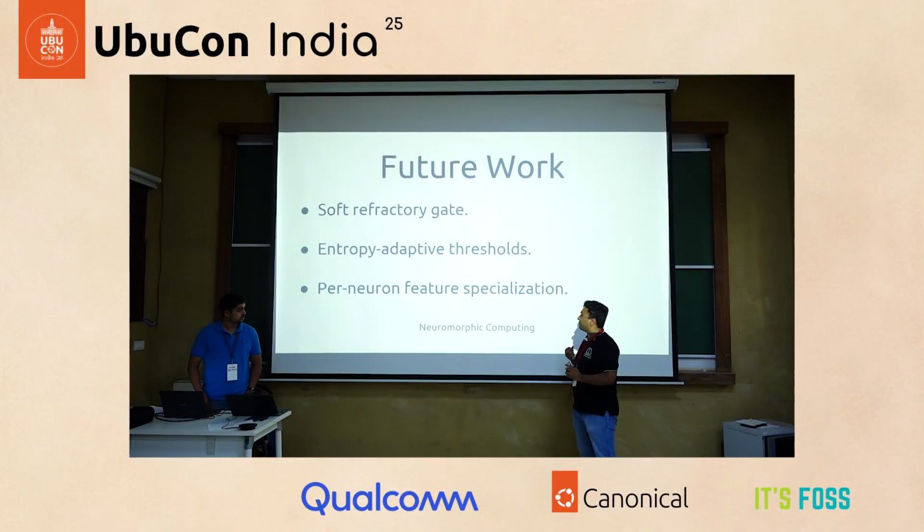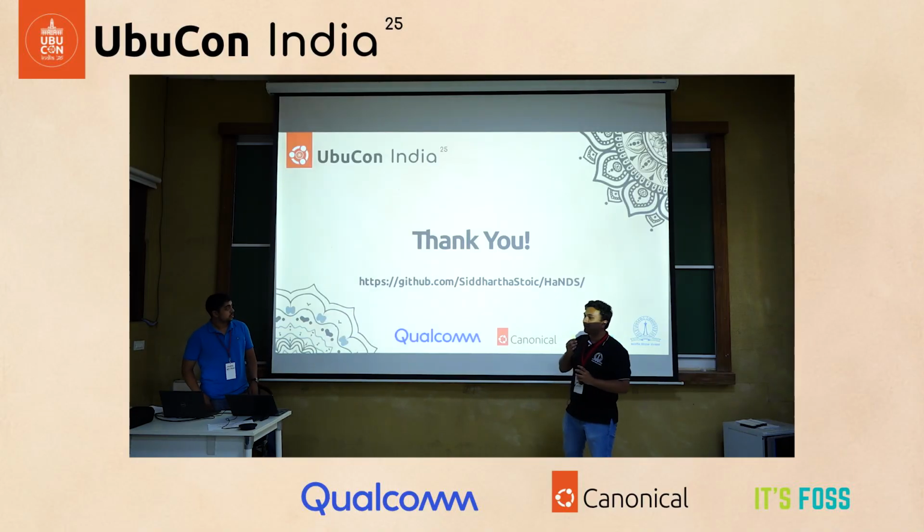And this is something we thought of: per-neuron feature specialization. Right now, all three neurons look at the same raw data, but we are thinking of letting one of the neurons look at something like an envelope or some sort of mean. We'll see that in the future. Thank you. I would like to conclude here.